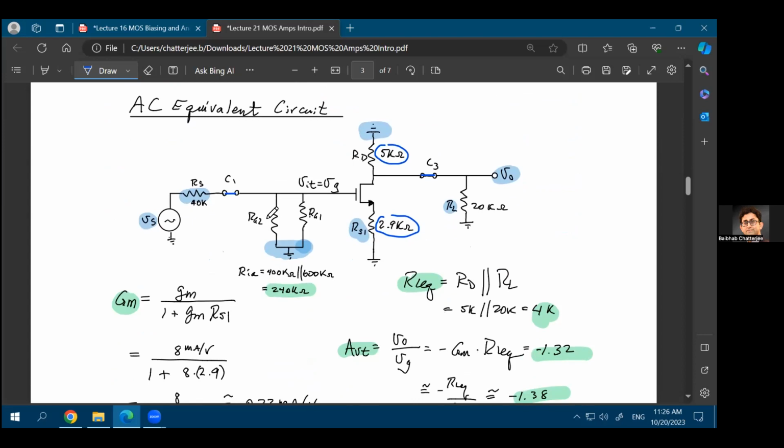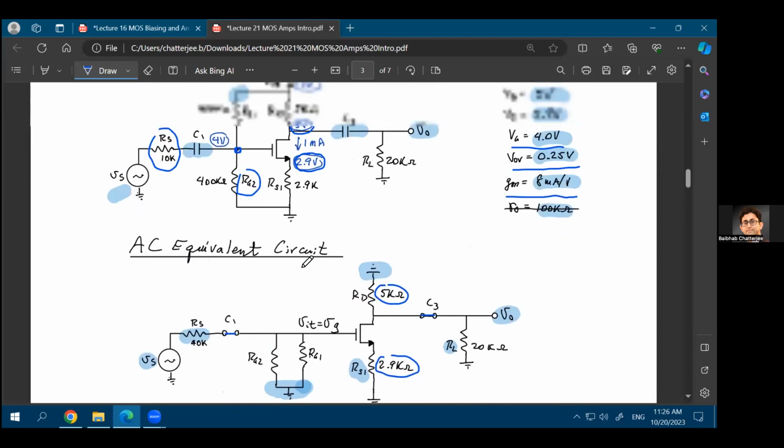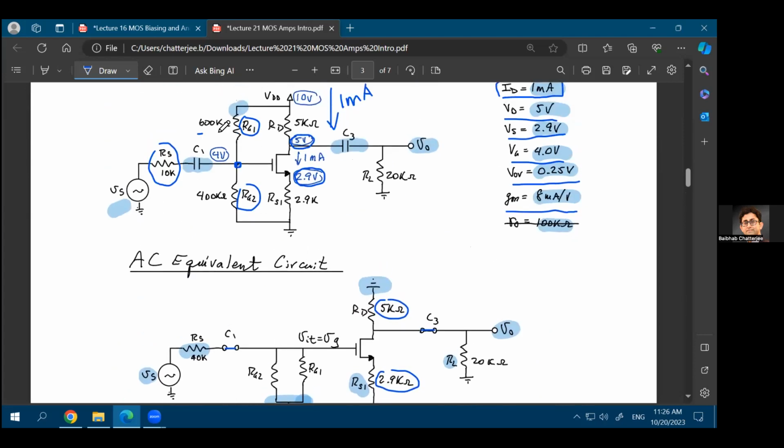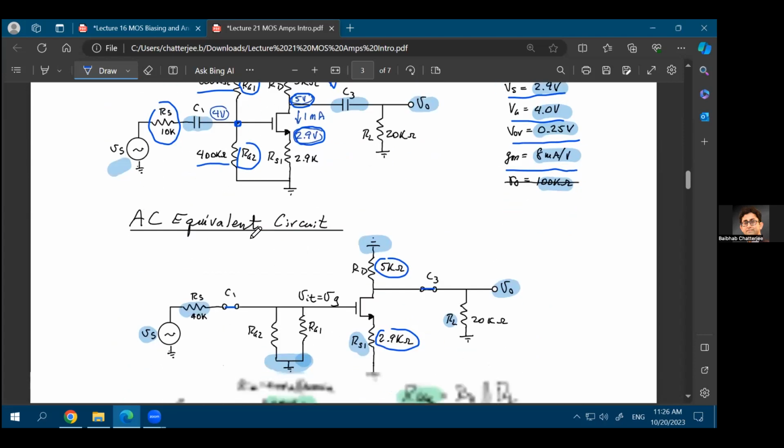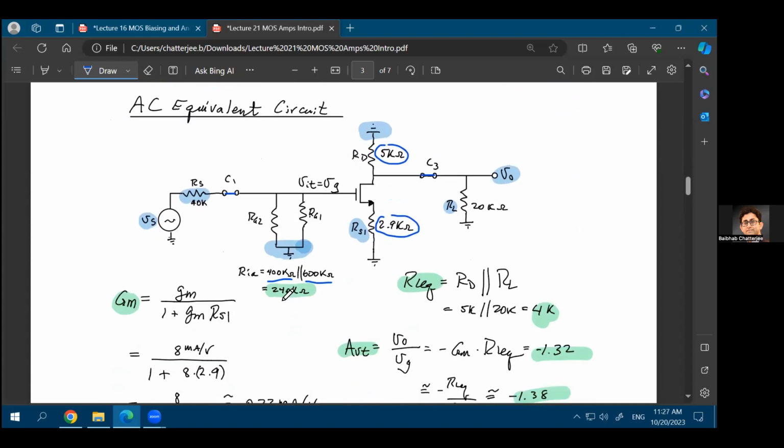At the input side, you have a parallel combination of RG1 and RG2. And let's say RG1 was, I think, 600 kilo ohms. RG2 was 400 kilo ohms. So the parallel combination of 600 and 400 gives you 240 kilo ohms. That's your resistance connected at the gate.